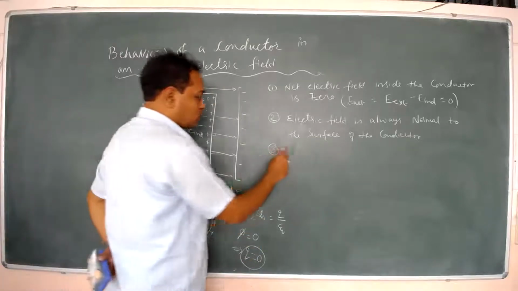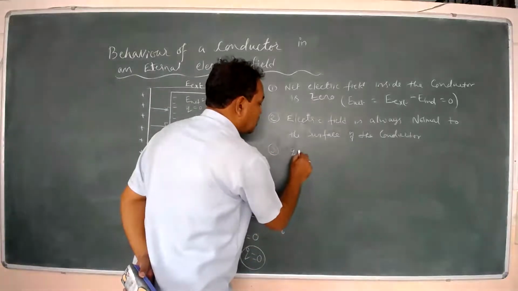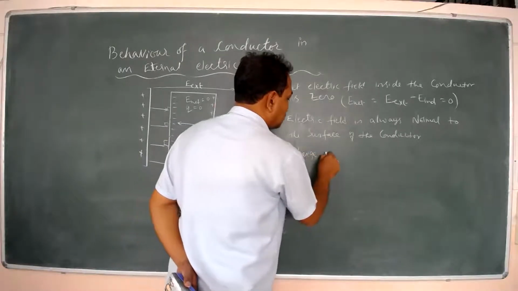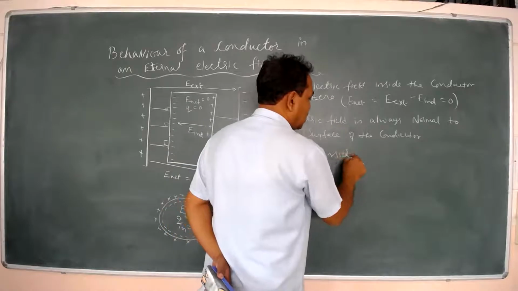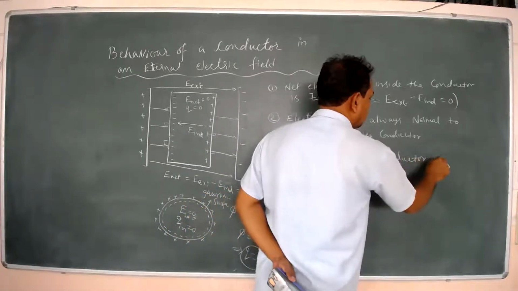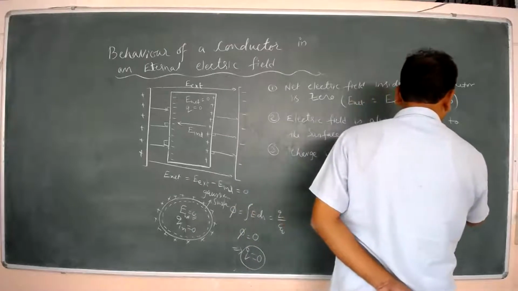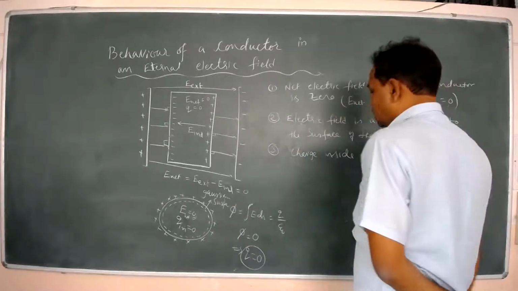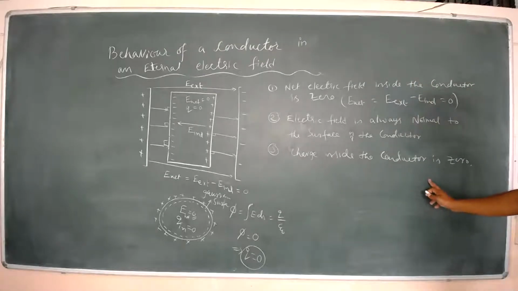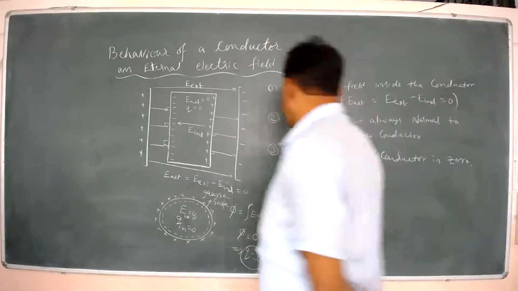Okay, now come to the point. We can say that the charge inside the conductor is 0. Therefore, now the next point.